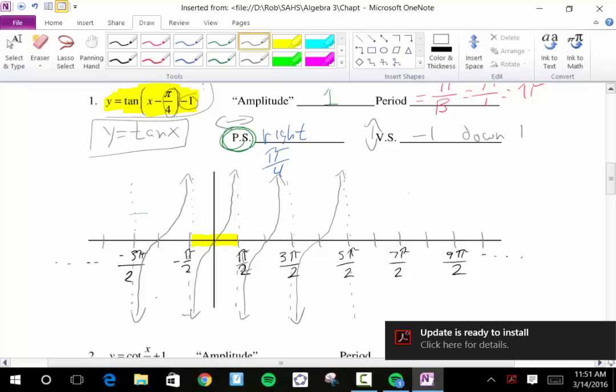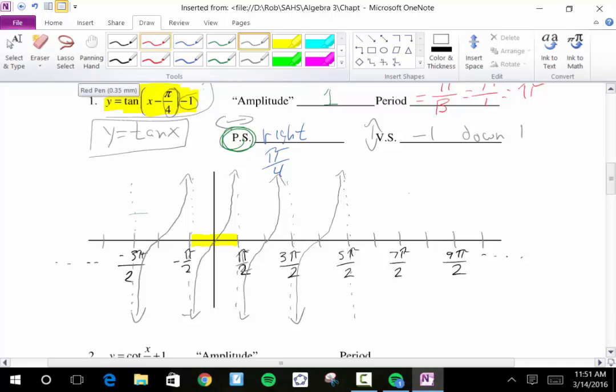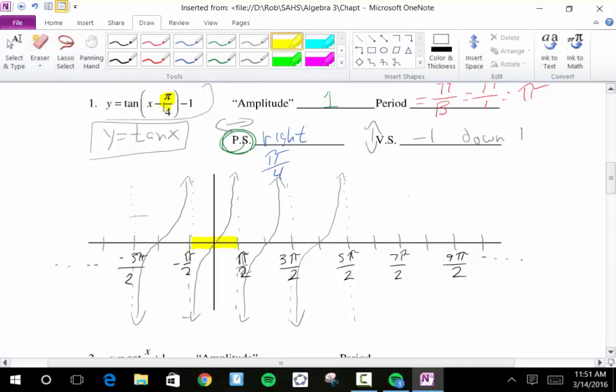Now, let's make things change, okay? Let's focus on the phase shift first, right here. This phase shift says move everything over to the right, pi over 4. So what is pi over 4 to the right? If this is pi over 2, pi over 4 would be half that distance.